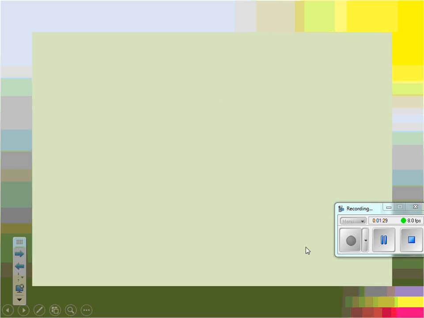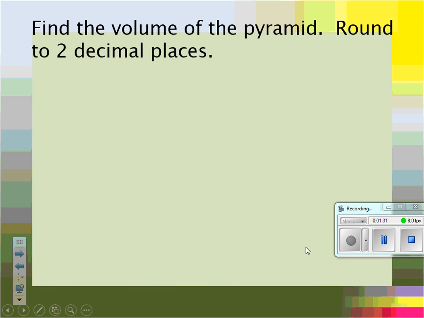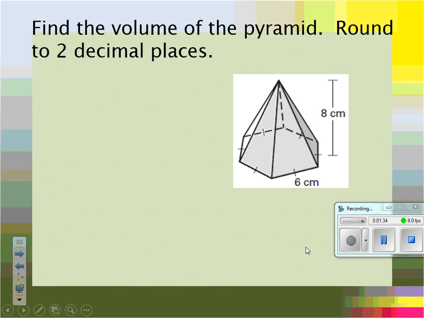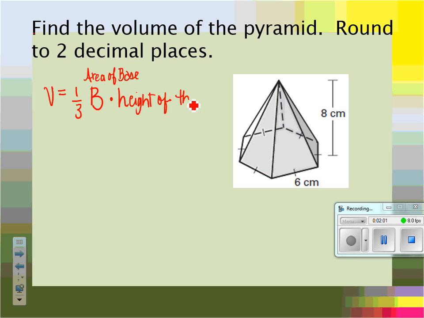So first we want to find the volume of this particular pyramid. This looks like a hexagonal pyramid, so the base is a hexagon, okay? And we're going to round to the nearest 2 decimal places. So first of all, we're going to write down the volume. Volume is 1/3 the base area times the height. Now remember, this is the area of the base times the height of the whole pyramid.